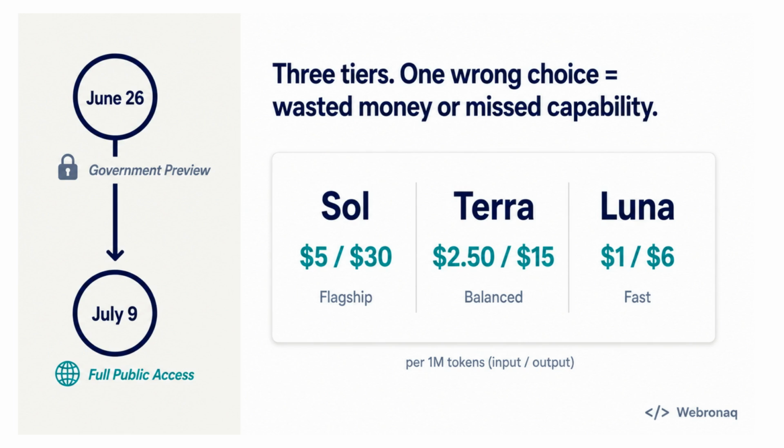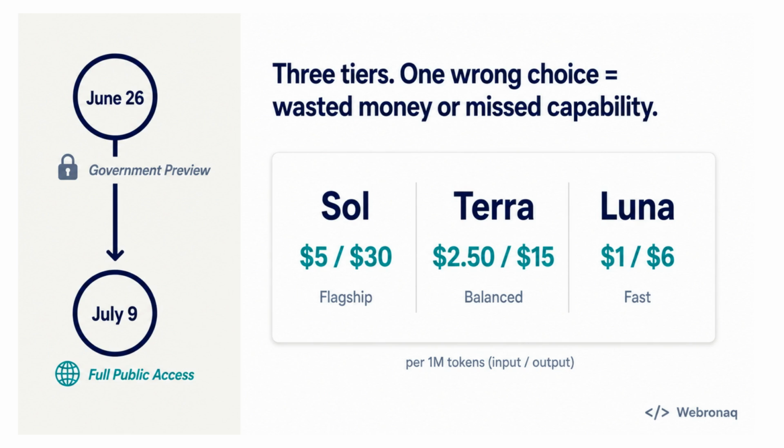If you searched for GPT 5.6 this week and felt confused by the names Sol, Terra, and Luna, you are not alone. That confusion flooded search engines for a good reason. On June 26th of this year, OpenAI launched the GPT 5.6 family to only about 20 government-vetted organizations. Then, just 2 weeks later on July 9th, it opened to everyone across ChatGPT, Codex, and the API. 3 tiers went live at once, and suddenly every developer had to make a real decision.